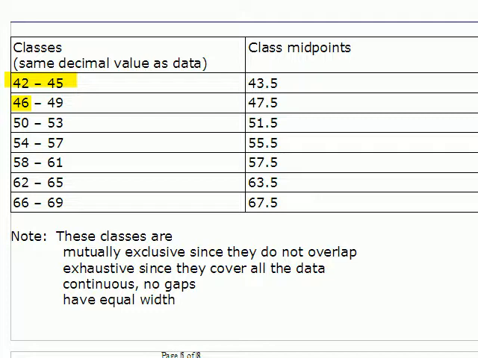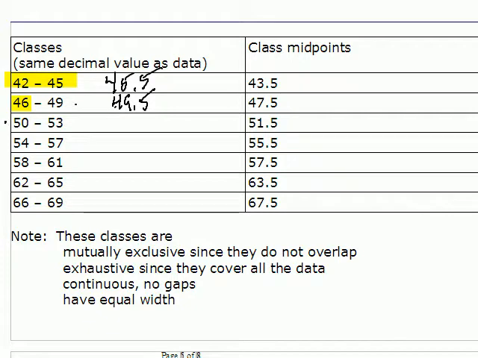Of course, since the data has one fewer decimal place, it will never hit right on the boundary. For example, the boundary between these two classes would be 45.5, right here. This one would be 49.5. And you see no data value would hit it, but that would be a boundary between this class and this one.